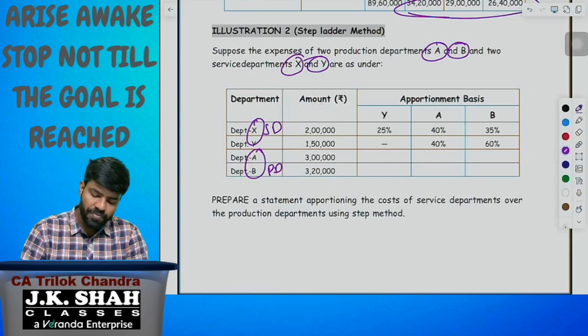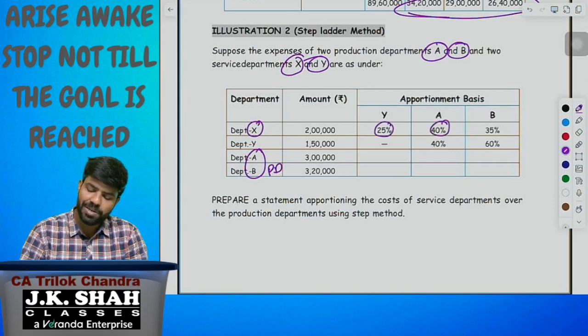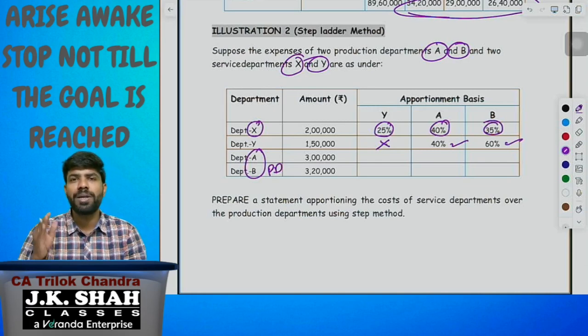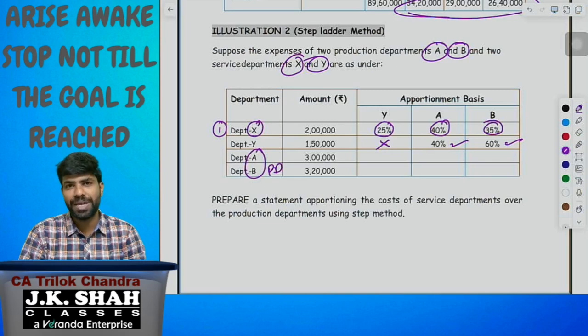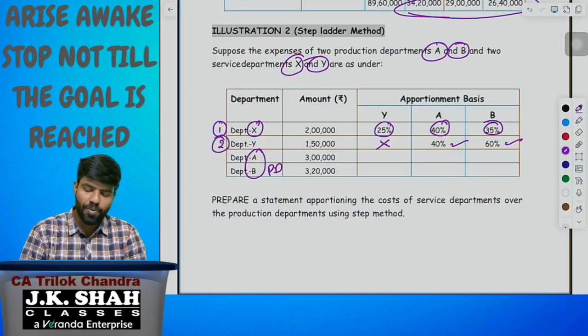Next, the apportionment basis. Listen. Service department X provides service to Y 25%, to A 40%, and to B 35%. Y is not providing service to X; it provides only to A and B. So which department will be apportioned first? We are going to apportion X first because X is providing service to Y, but Y is not providing service to X. First we will apportion X, then we will apportion Y. X will be apportioned in the proportion of 25%, 40%, 35%.